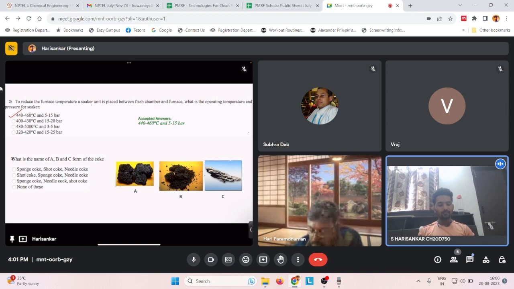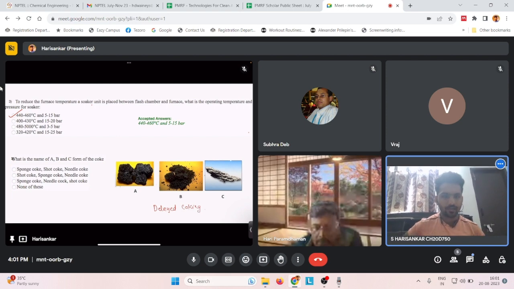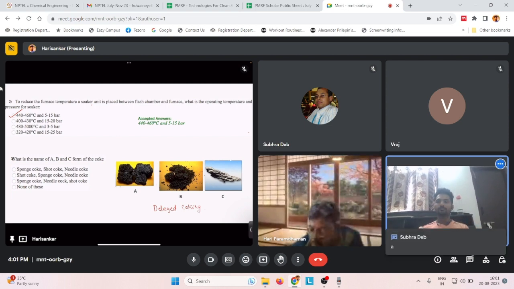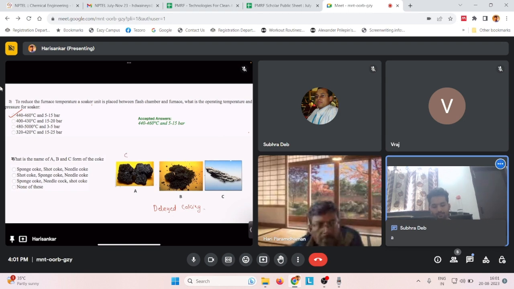So what are the different names of A, B, C forms of coke that we get from delayed coking? Any guesses here? Yes, again it is option A. So this is sponge coke, this is shot coke, and this is needle coke.